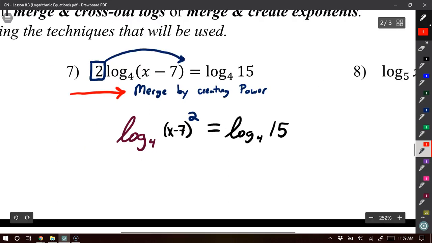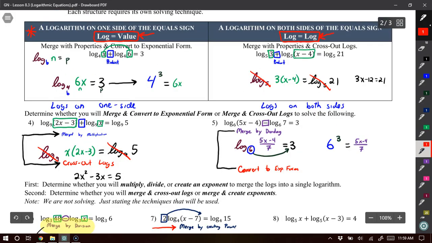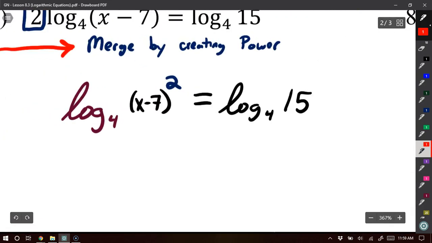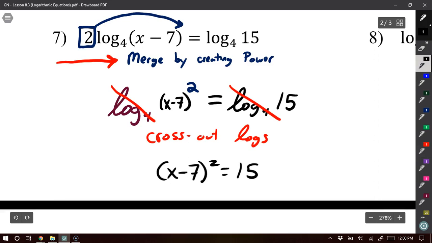Now in this case, what do I do? When I have my 2 logs, am I going to cross them out or am I going to convert to exponential form? In this case, since there's a log on both sides, I can cross out the logs. And I would be left with x minus 7 squared equals 15. Not solving it, we're going to leave it alone. We'll solve in part 3.